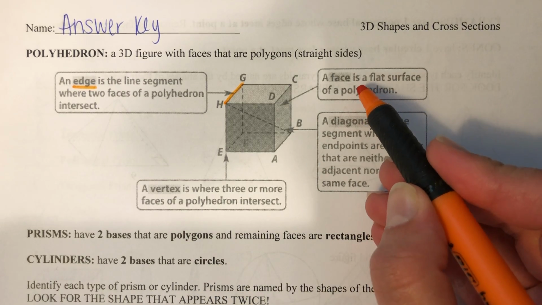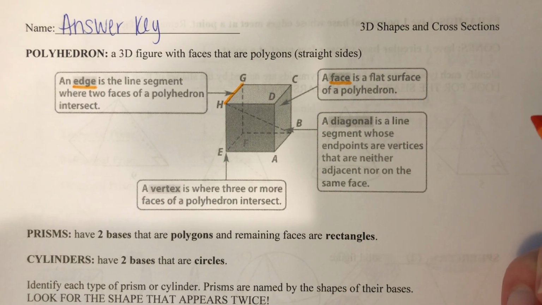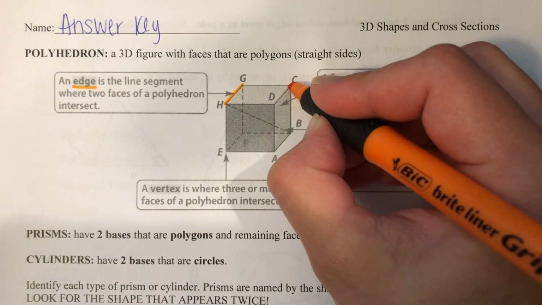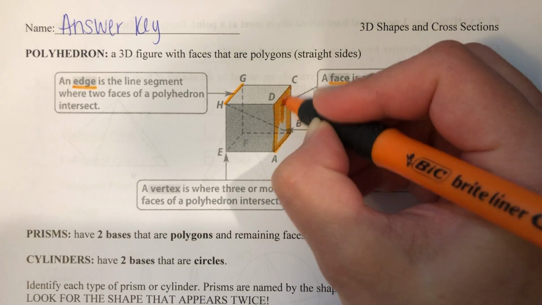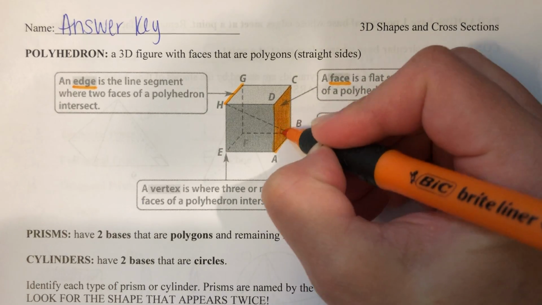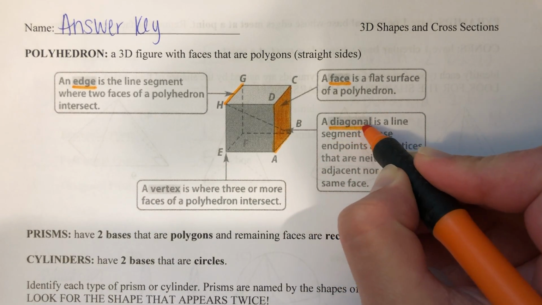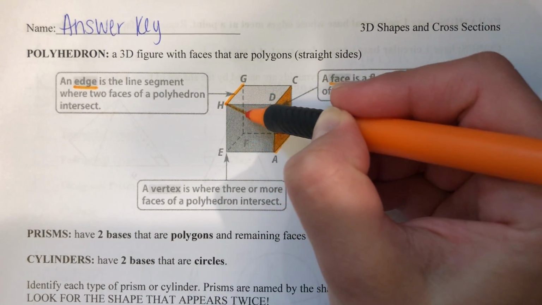Moving to the right, we have a face. A face is a flat surface of a polyhedron. So now it's an entire surface. It's this whole plane over here, they're called. That whole thing is a face. A diagonal sounds like what it is: a line segment whose endpoints are vertices that are neither adjacent nor on the same face. So it kind of goes from corner to corner here.